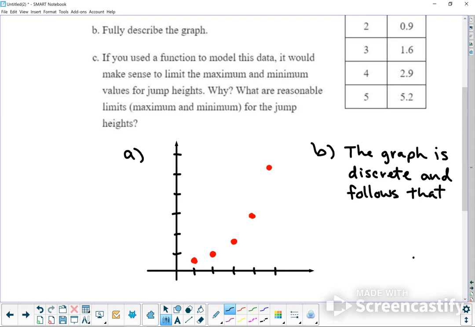So I graphed it. That was part A. Part B says fully describe the graph. I'm calling the graph discrete because discrete are just points. And it follows that of a curve. Meaning that if I was to graph this, it would maybe follow a curve-like format and not a line, because a line would be something that's straight, but it follows a curve.